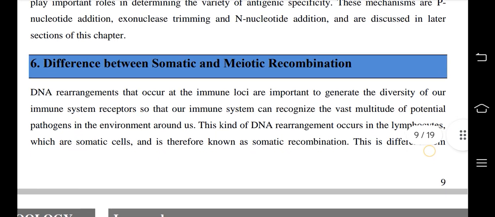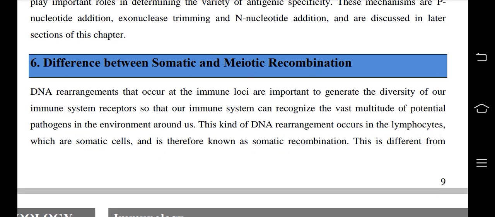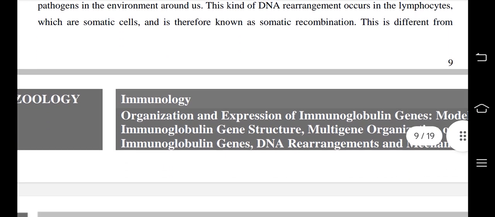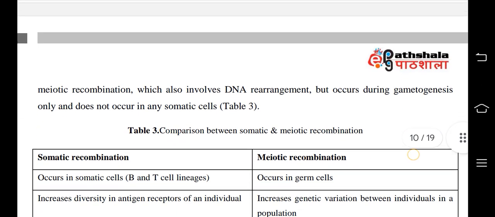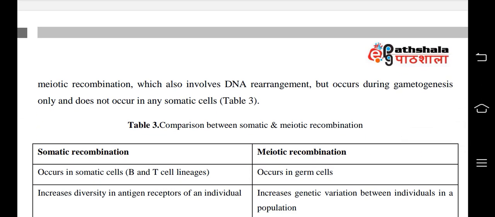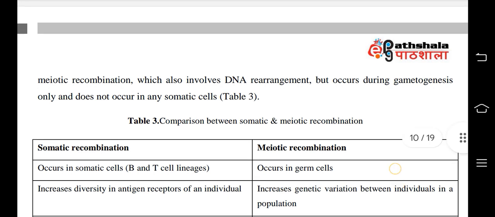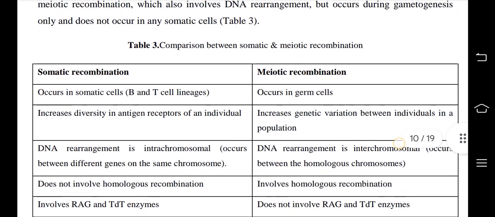Difference between somatic and meiotic recombination. DNA rearrangements that occur at the immune loci are important to generate the diversity of our immune system receptors so that our immune system can recognize the vast multitude of potential pathogens in the environment around us. This kind of DNA rearrangement occurs in the lymphocytes, which are somatic cells, and is therefore known as somatic recombination. This is different from meiotic recombination, which also involves DNA rearrangement but occurs during gametogenesis only and does not occur in any somatic cells. So, somatic recombination occurs in somatic cells of B and T lineages.